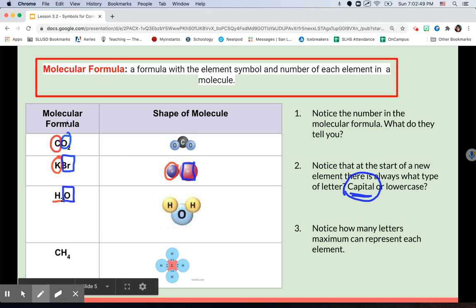And the third thing I want you to notice is how many letters maximum can represent an element. So re-looking at all of these, now that we've separated them into the types of elements, how many letters maximum represent each element?